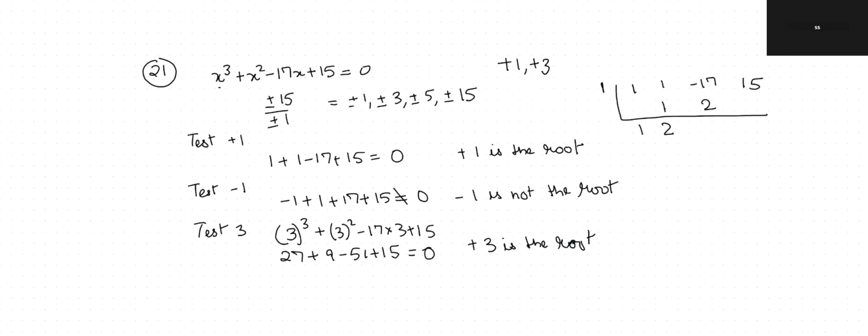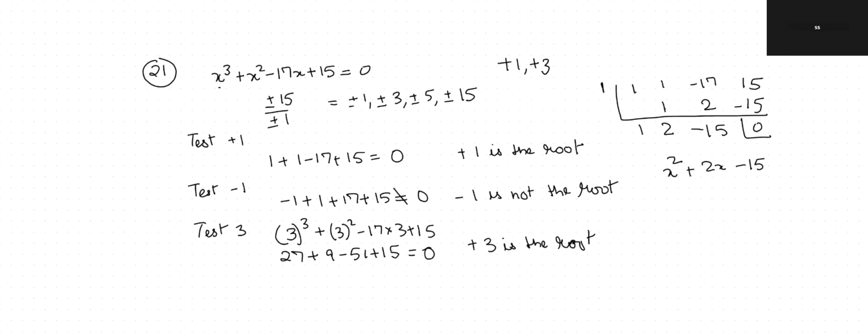Okay, minus 15. So 0 is the remainder, which means 1 is the root, we get 0. Now our new polynomial is minus 15 minus 2x plus x squared.